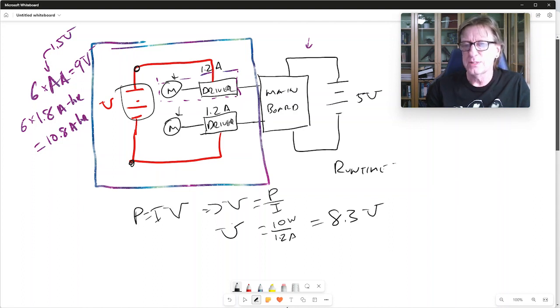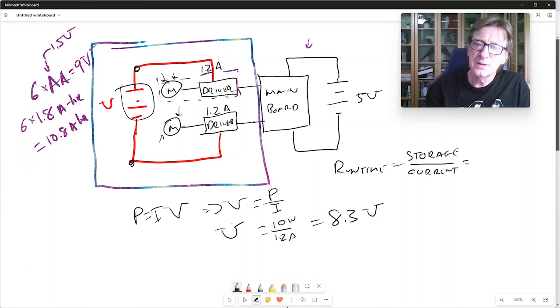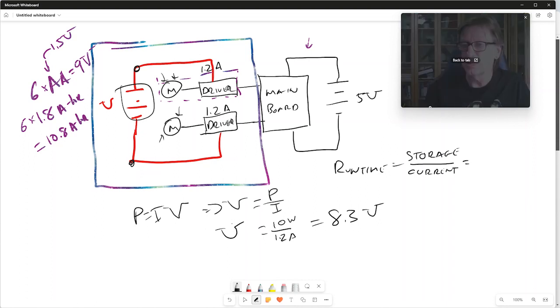The runtime is going to be the storage, which remember is all we have available to both motors. And then we're going to divide that by the current. But current is charge. Current is moving charge. And it's got to provide charge to both of these motors. So that means I'm going to need 2.4 amps of current total. And that's because it's in parallel rather than being in series.